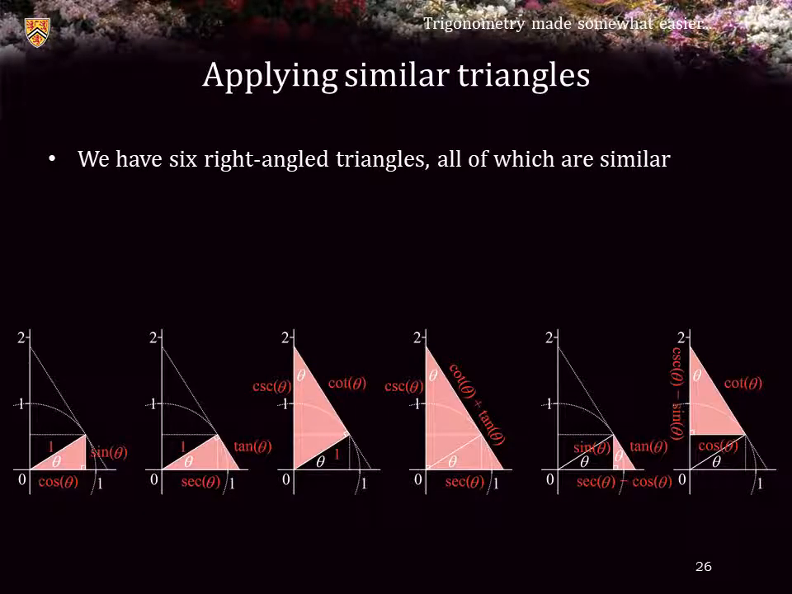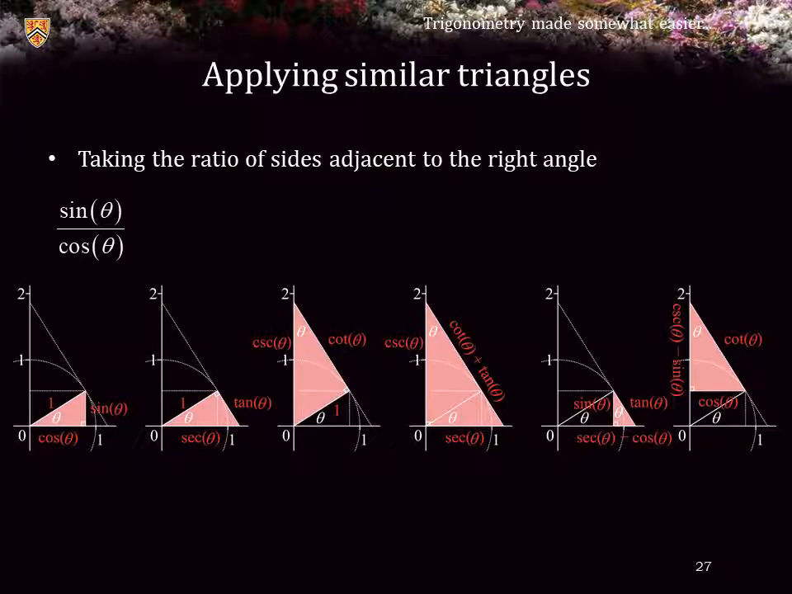Well, we have 6 right-angled triangles here, all of which have a right angle, one angle theta, and therefore the third angle must be 90 degrees minus theta. Thus, all 6 of these triangles must be similar. Therefore, let's take the ratio of the sides adjacent to the right angle. Looking at the first triangle, we get sine over cosine. Looking at the second triangle, we get tangent over 1. Looking at the third one, we get 1 over cotangent.